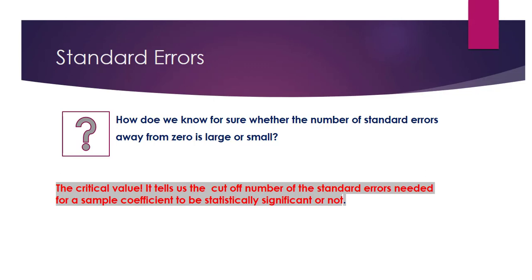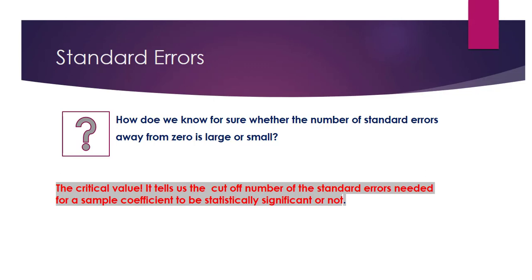How do we know for sure whether the number of standard errors away from 0 is large or small? That is, how many standard errors until we conclude that sample B is too close to 0? Well, we will use the critical value. It tells us the number of standard errors needed for a sample coefficient to be statistically significant, that is, for it to be statistically different from 0.